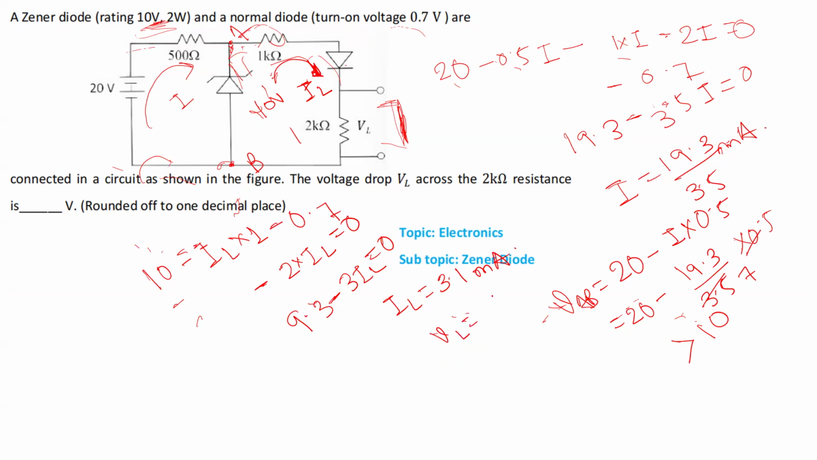So the VL can be easily found out from here. It will be IL into 2 kilo ohm, so it will be 6.2 volt. So our answer for this is 6.2 volt, rounded off to 1 place of decimal. So it is 6.2 volt. Okay, so I hope it is clear for everyone.